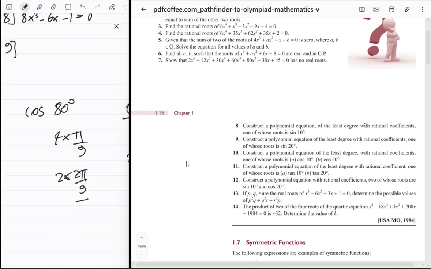For the 9th question, we want to construct a polynomial with rational coefficients, of this degree, where one of the roots is sine 20 degrees.